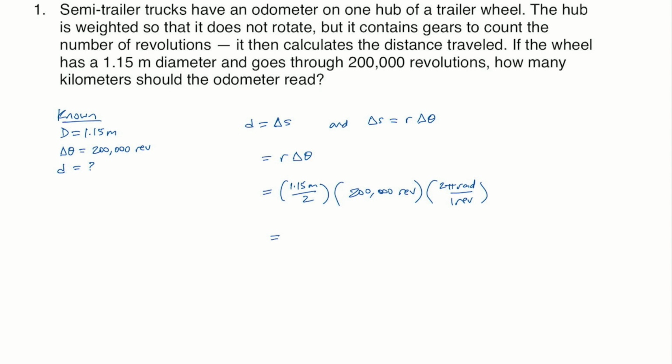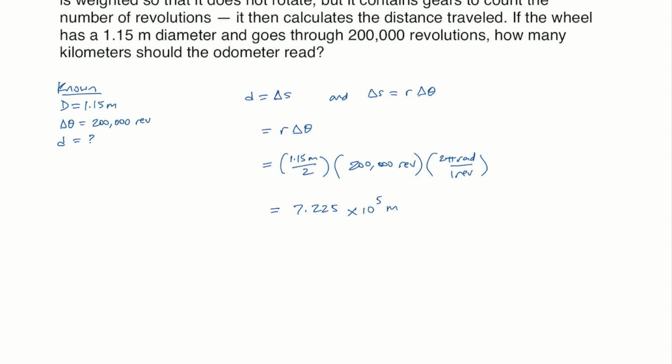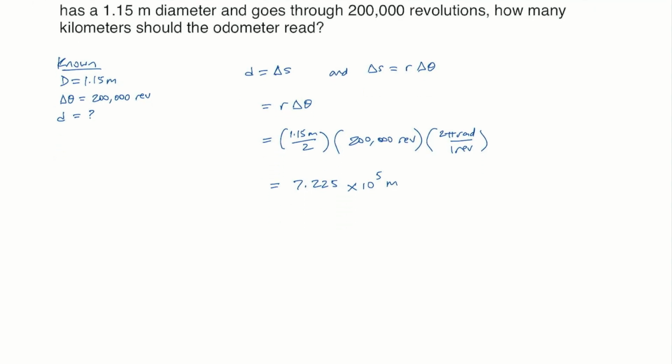I did this calculation. I got 7.225 times 10 to the 5th meters. And so we can keep 3 sig figs. The number of revolutions, the delta theta, only has 1 sig fig, but we'll keep 3. And so that is going to be 7.23 times 10 to the 5th meters. And that's our final answer.